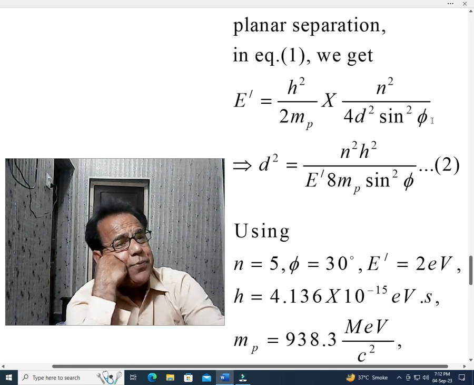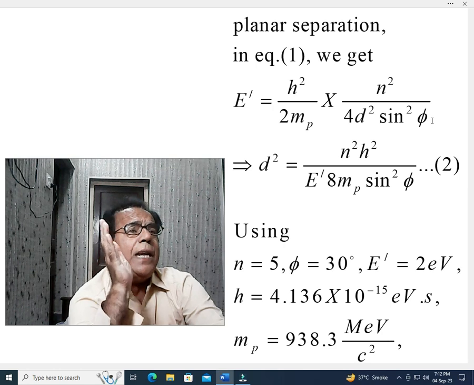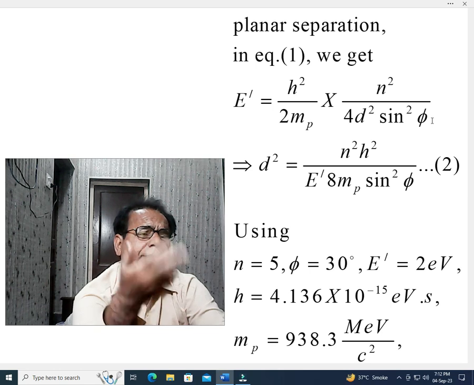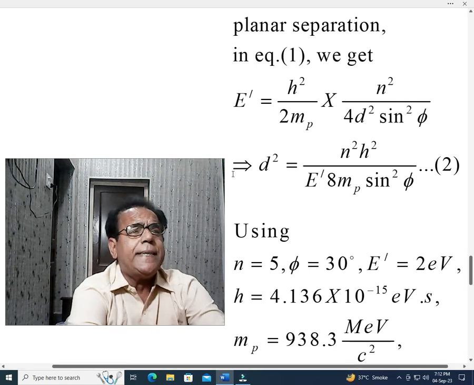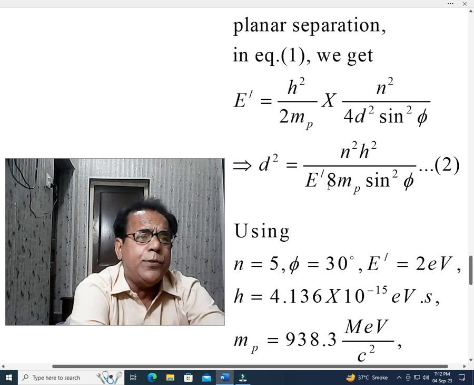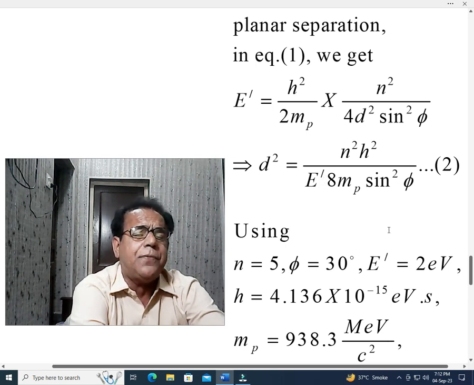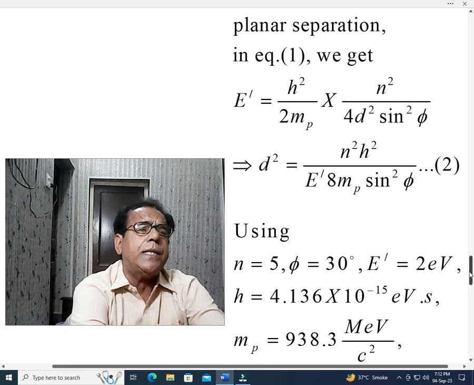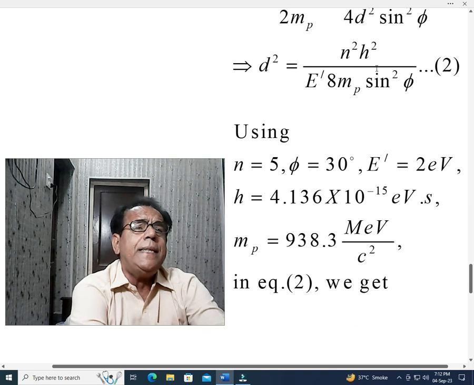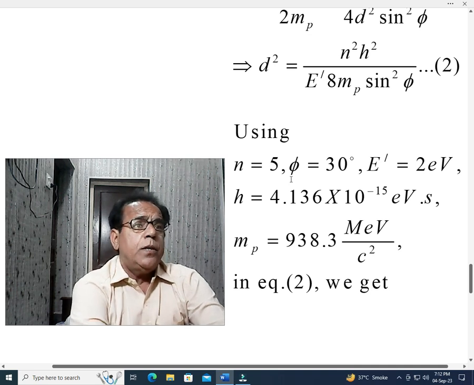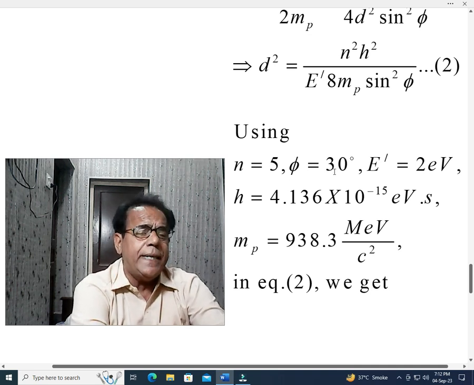This implies that from here we keep the value of d square on one side and all other values on the other side of the equality. So d square becomes equal to n square h square over E dash into 8 Mp sine square phi. We have designated this expression as equation number 2. In this expression we will use these values: n equal to 5, which is given in the statement. Moreover, phi equal to 30 degrees.